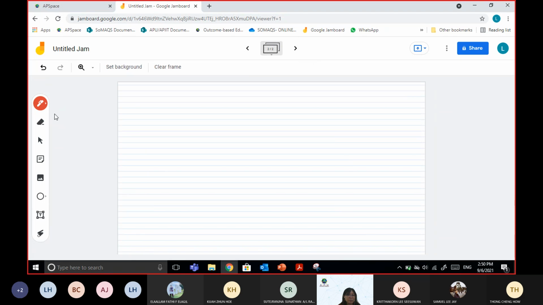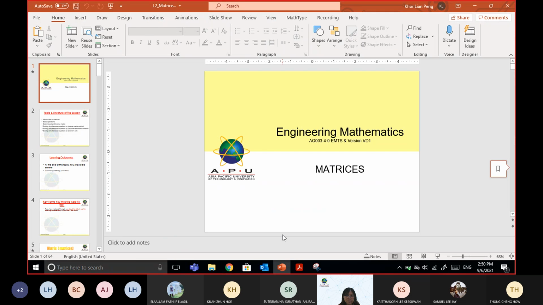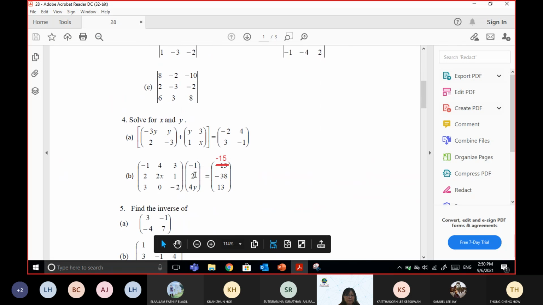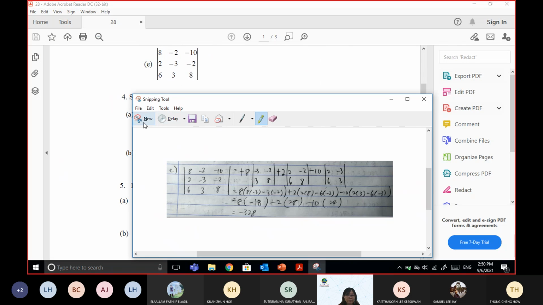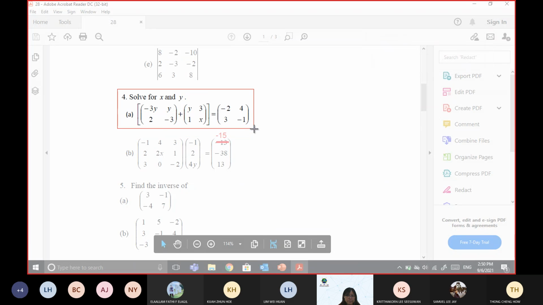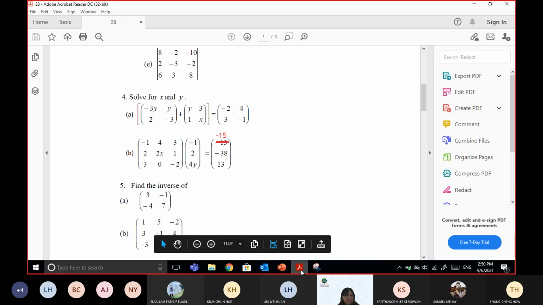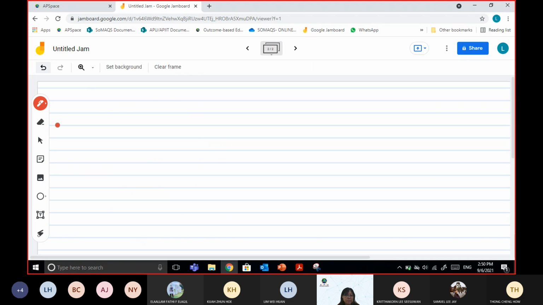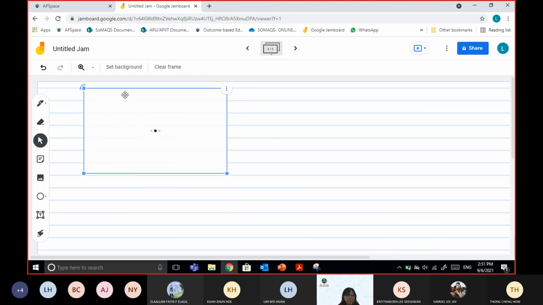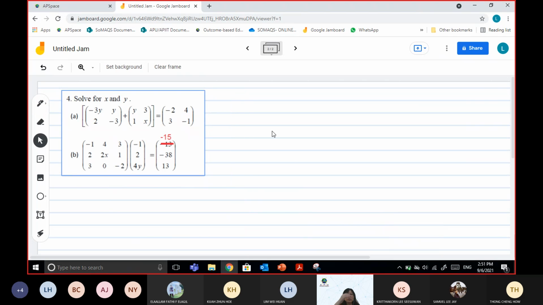Then I would like to move on to the next question. Next, number 4. Number 4 is to solve for the unknown. In order to solve this, you need to understand the operation. So how to solve for the first one?